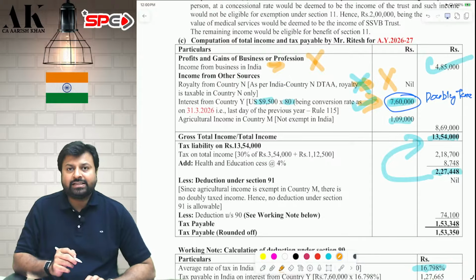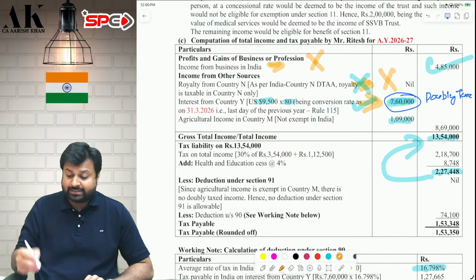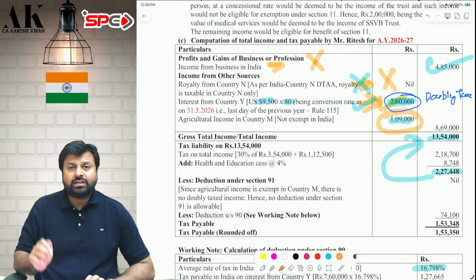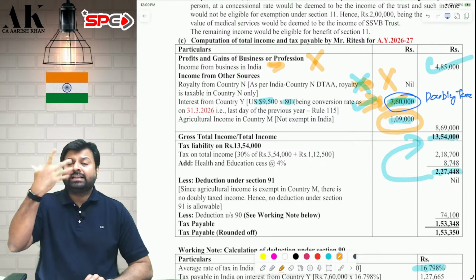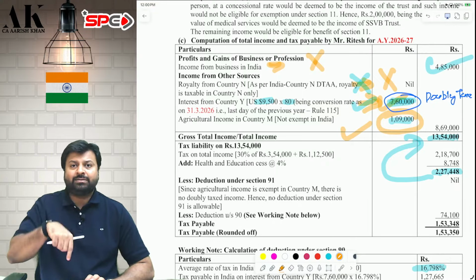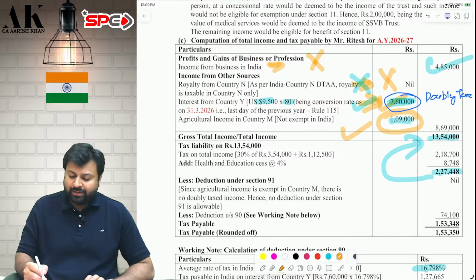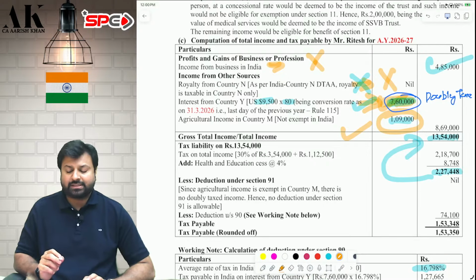Is this 7,60,000 doubly taxed? Yes, it is taxed here also. It is taxed there also. Is this 1,09,000 doubly taxed? No. Country M agriculture income is exempt. Agriculture income is only taxable in India. Therefore, it is not doubly taxed. Therefore, the only doubly taxed amount is 7,60,000.